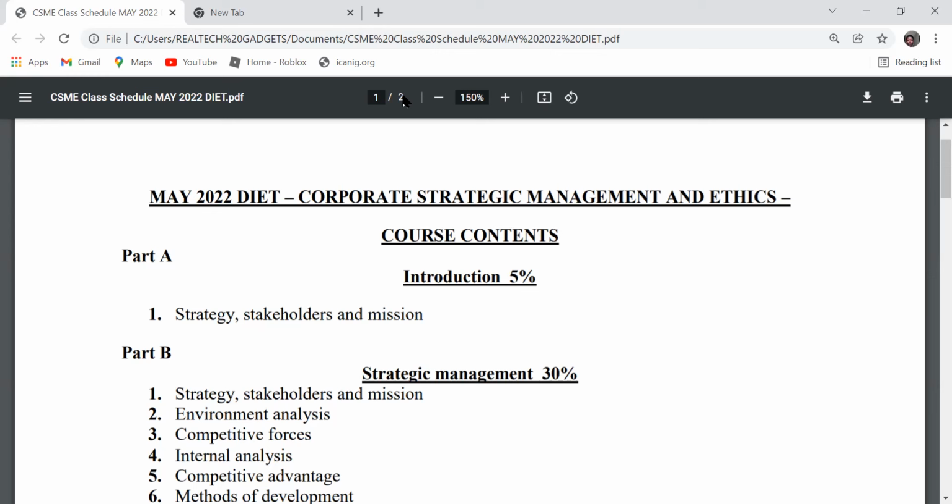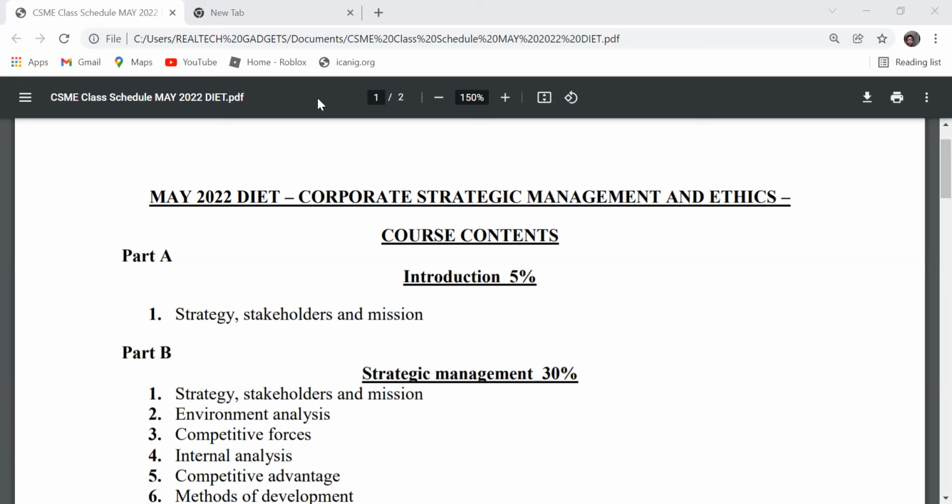Then we'll also be talking about stakeholders, which is also in section A of the syllabus. What are stakeholders? Stakeholders are those who will be affected by the decisions or actions of the organization. So if ICAN Online takes any decision or performs any action that affects you, that means you are a stakeholder. That is syllabus section A.